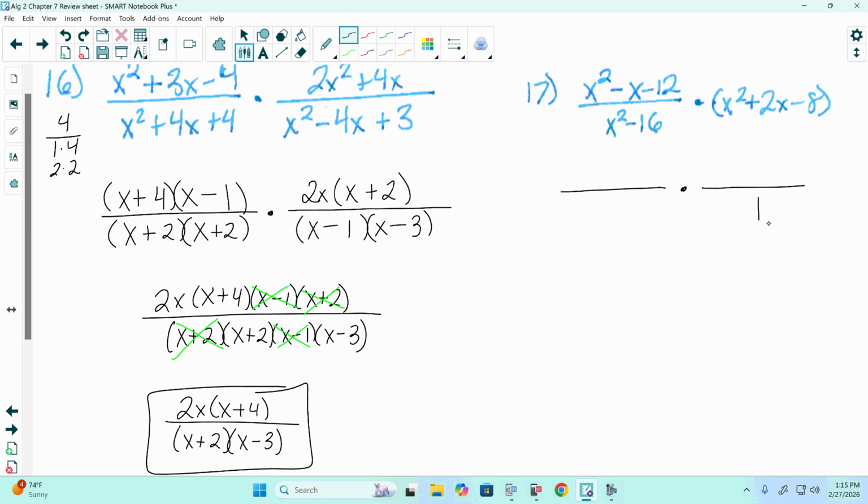Number 17: x squared minus x minus 12 over x squared minus 16 times x squared plus 2x minus 8. One thing that's nice to notice is that none of the denominators or numerators have a greatest common factor to pull out. So we don't have to do that first and then rewrite it in factored form. X squared minus 16 would factor to x plus 4 and x minus 4, because it is indeed a difference of perfect squares.